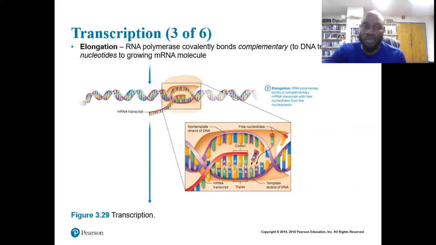Elongation, second step of transcription. RNA polymerase covalently bonds complementary nucleotides to the growing mRNA molecule. So it sort of opens up the DNA basically, and now starts forming a copy of mRNA. That's elongation by the RNA polymerase.